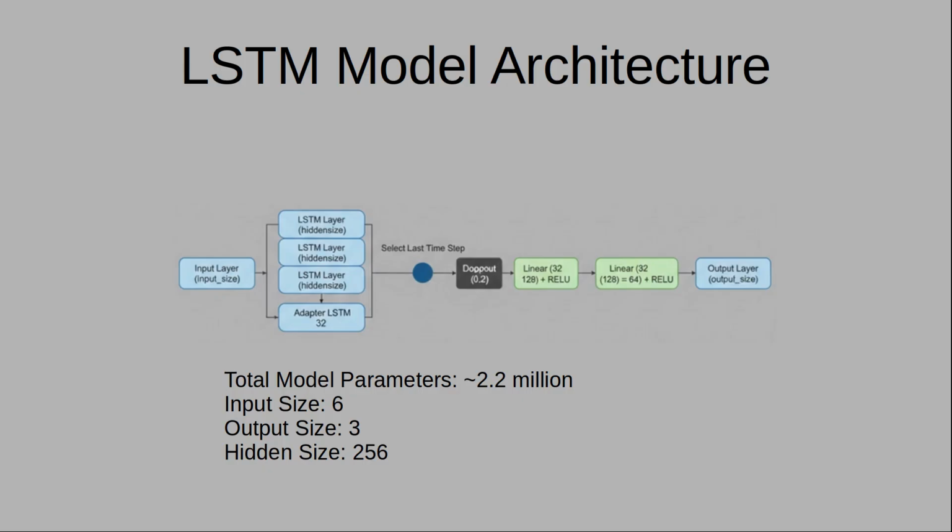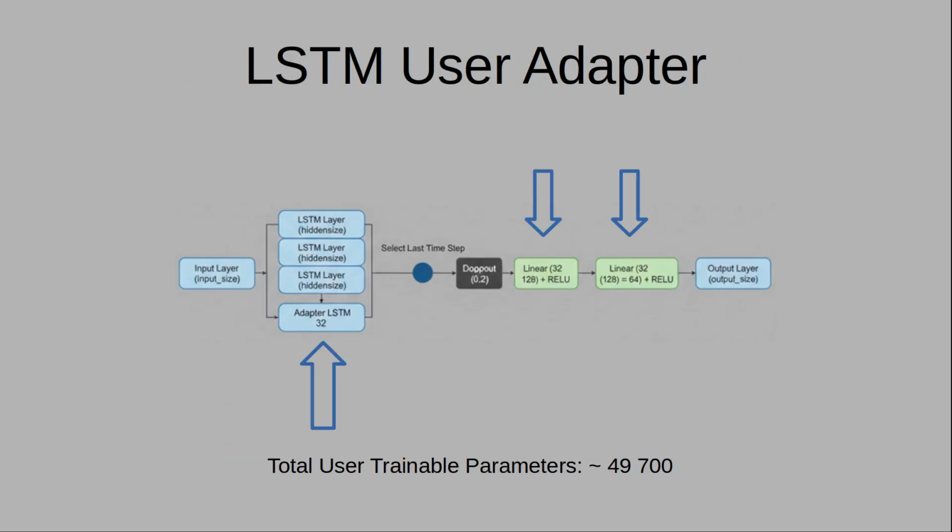So the LSTM model has 4 LSTM layers and 2 hidden layers, 2.2 million parameters in total, and is pre-trained with over 10,000 synthetic sprint examples. We have the LSTM user adapter, which is the last LSTM layer, and those 2 dense layers at the end.